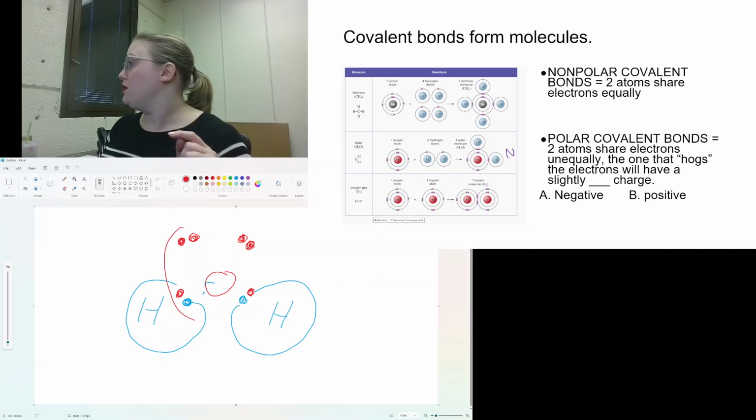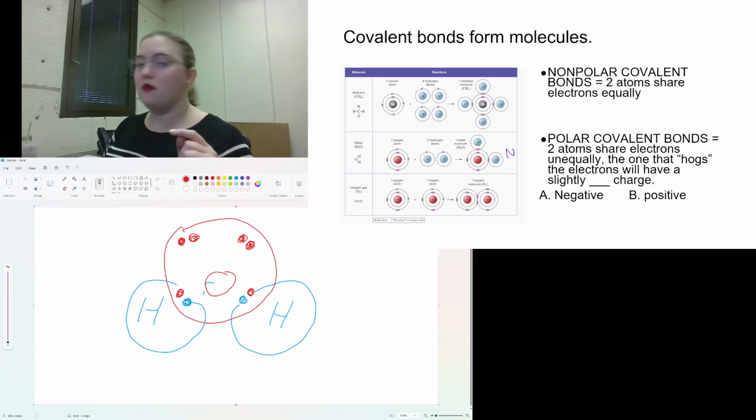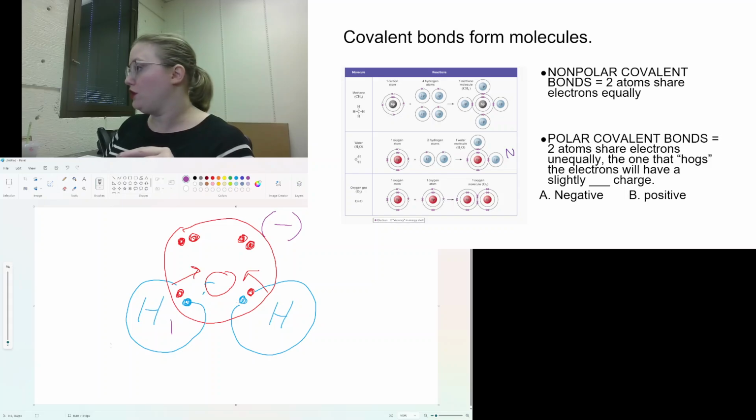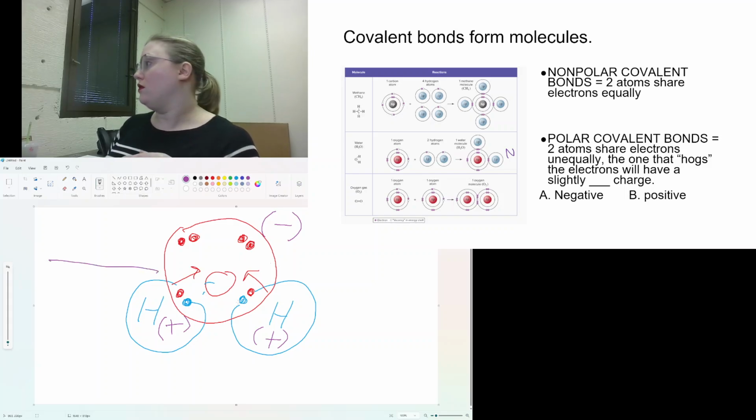Oxygen shares those electrons, but oxygen is what we call electronegative. So oxygen pulls the electrons a little bit closer and ends up with a partial negative charge. Not a fully negative charge, because it's only holding the electrons closer. A partial negative charge. Hydrogen ends up with a partial positive charge. Okay? So this is what we call a polar molecule. This side is positive, this side is negative. Okay?